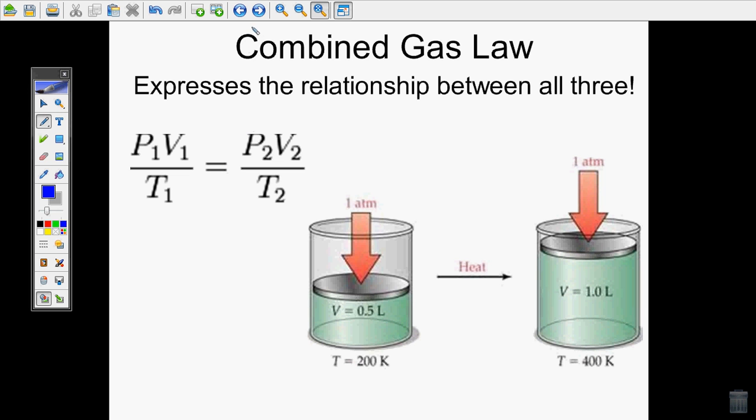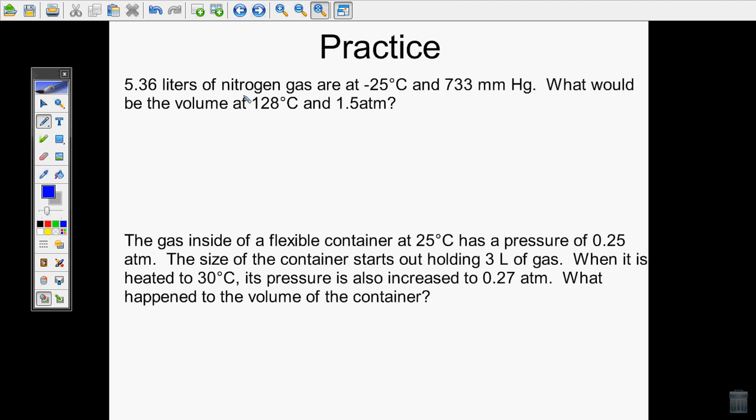Okie dokie. So 5.36 liters of nitrogen gas are at negative 25 degrees Celsius and 733 millimeters of mercury. What would be the volume at 128 Celsius and 1.5 atmospheres? Okay, so everything needs to be in liters, atmosphere, and Kelvin. So we got some converting to do.